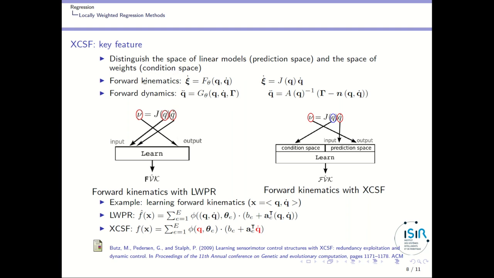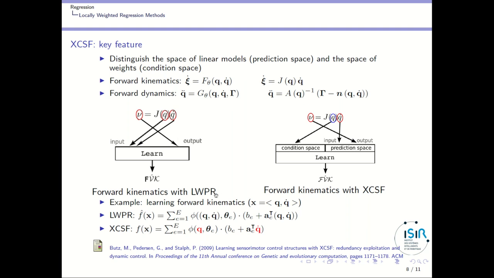And if, for instance, you consider the forward kinematics or the forward dynamics of a robot, you can see that there is some structure in the function that relates, for instance, the velocity in task space to the velocity in joint space. In fact, the velocity in task space corresponds to a linear transformation of the velocity in the joint space. So with XCSF, you can benefit from the structure. You can say that your condition space will be based on the position of the joints, okay, and the linear model will be between the velocity in task space and the velocity in joint space. So you distinguish two spaces.